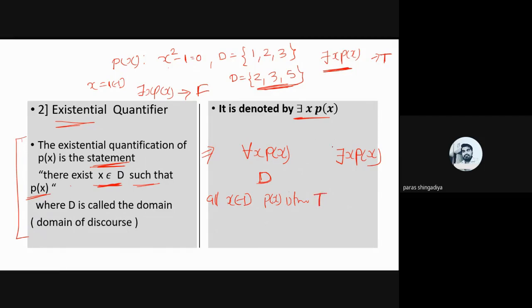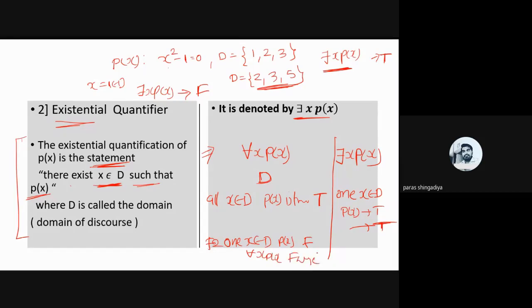Okay, and here, there exists x P(x) means existential quantifier. If for one x belongs to D, for a single value of the domain, P(x) is true, then there exists x P(x) will be true. And now in the false case, for one x belongs to D, if P(x) is false, then for every x P(x) will be false.